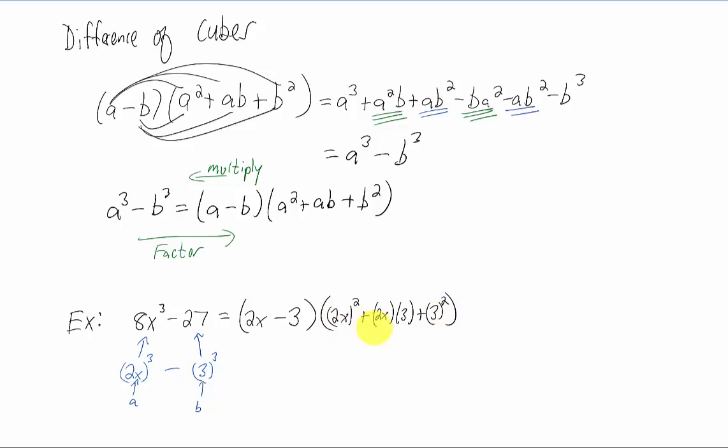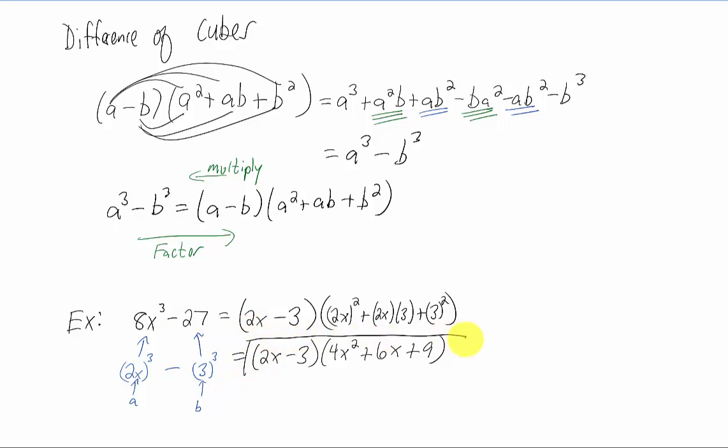Now we don't always need to write that step out, but I figured for demonstration purposes I would do it once. I'm going to simplify this trinomial over here. The binomial is already simple, so I'll just copy it down. 2x, the whole thing squared, is going to be 4x squared. 2x times 3 is plus 6x, and 3 squared is 9. So we started with 8x cubed minus 27, and if we wanted to factor it, we can, because it is a difference of cubes, and it factors just like that.